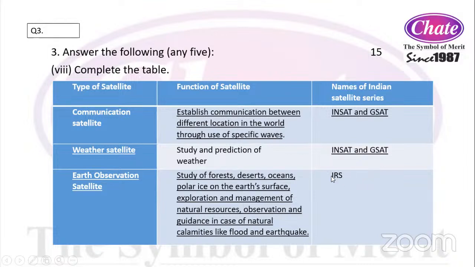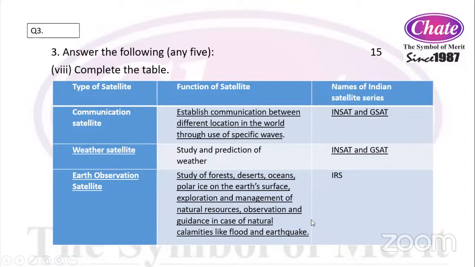Since it is remote sensing, it is used for the study of forests, deserts, oceans, polars, or ice on Earth's surface; exploration and management of natural resources; and observation and guidance in case of natural calamities like floods and earthquakes. So the type of satellite is the Earth observation satellite. They observe a particular area.